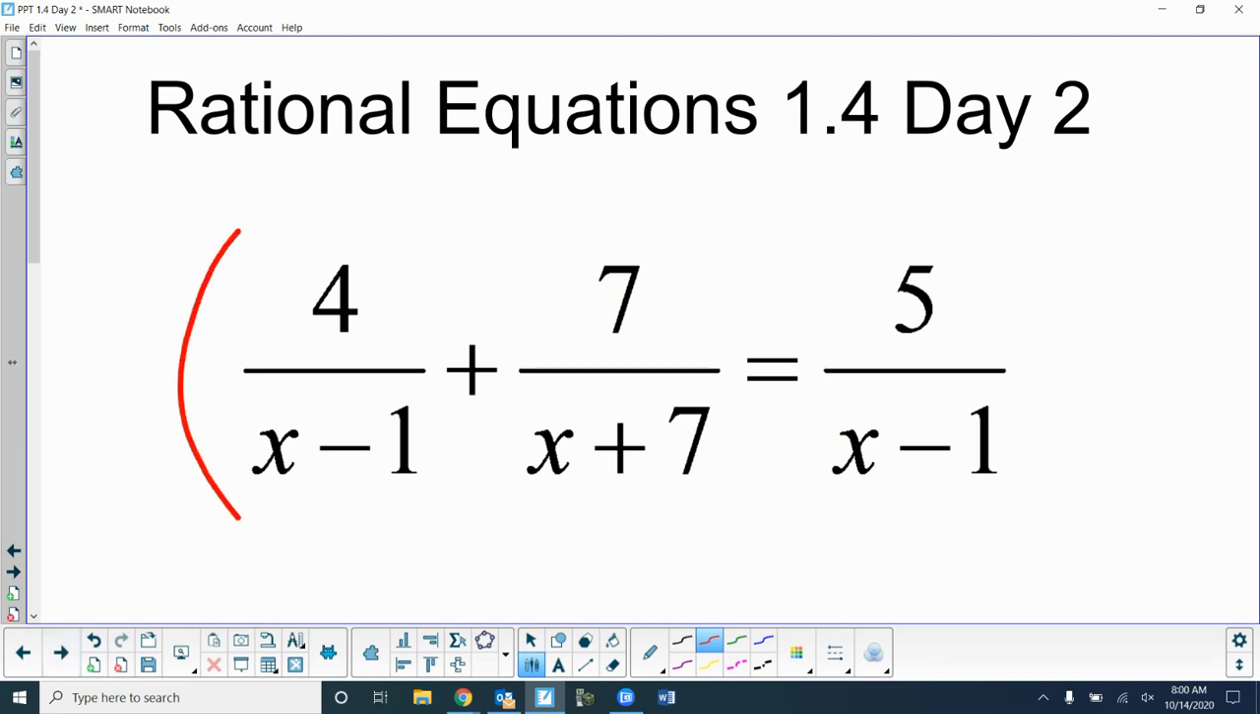So, we're just taking this whole equation, both sides of it, and we're going to multiply by both of those denominators. Okay, but what happens is when I multiply these two binomials times this fraction, what happens to these two things? They'll cancel. So basically it's just 4 times x plus 7.